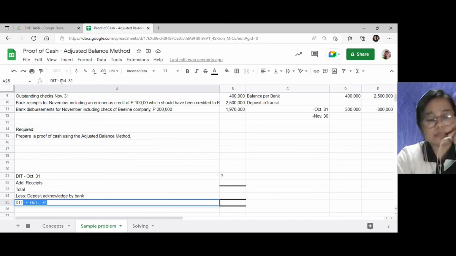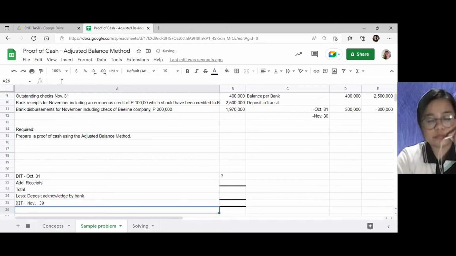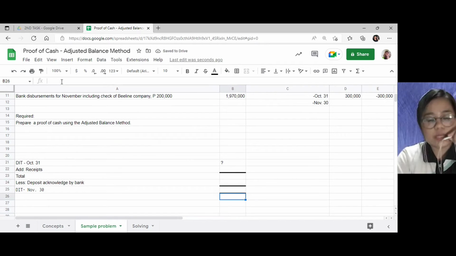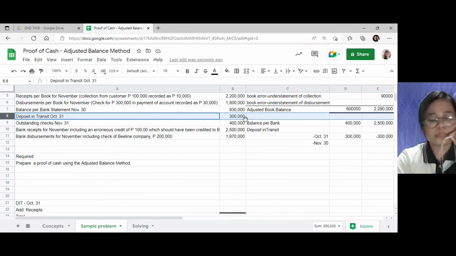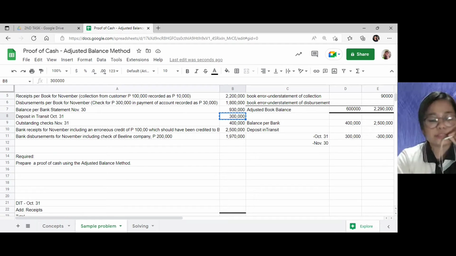However, take note, class, that there was an error made by the book. Kulang siya na instead of 100,000 on the record collection from a customer, ang na-record niya lang ay 10,000. So, this 2,200,000 here, ang na-integrate lang is the 10,000. So, kulang ito ng 90,000. So, mag-anticipate tayo na ang i-deposit talaga ng entity sa bangko would be this month in the amount of 2,200,000 plus the 90,000. Okay?